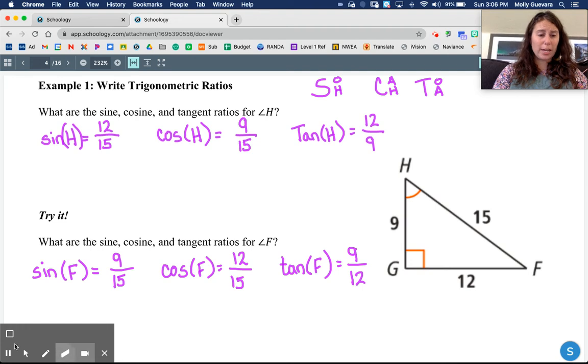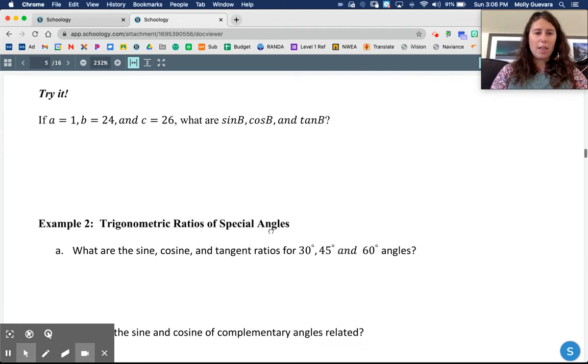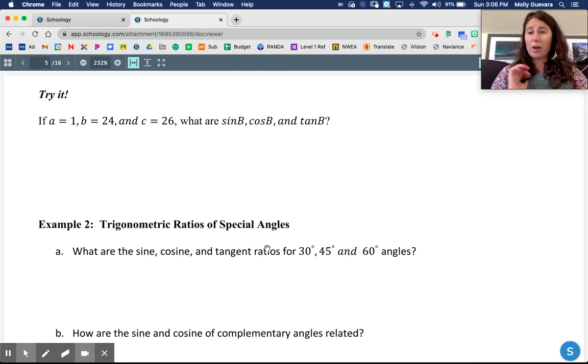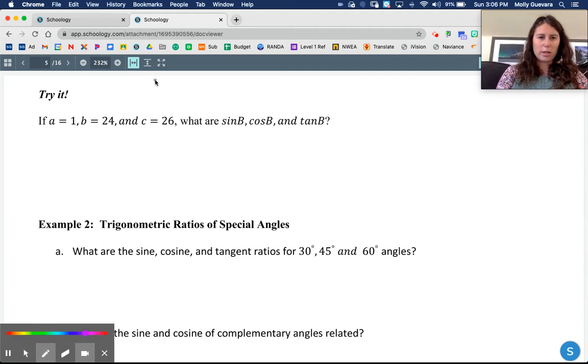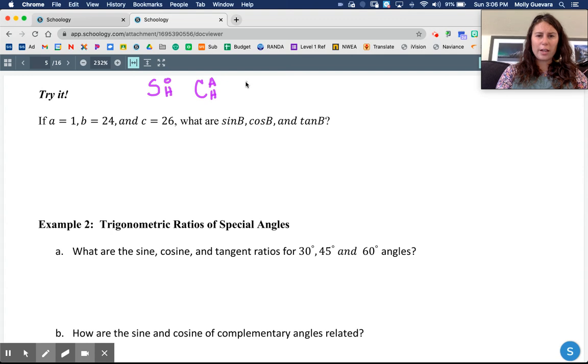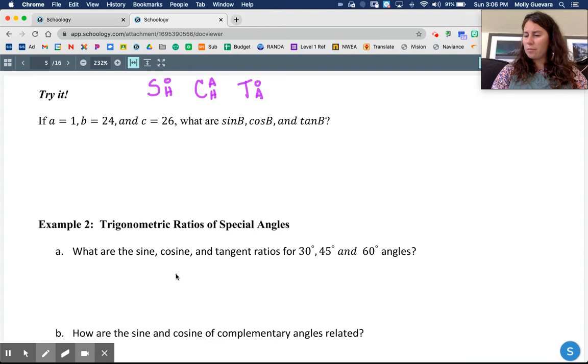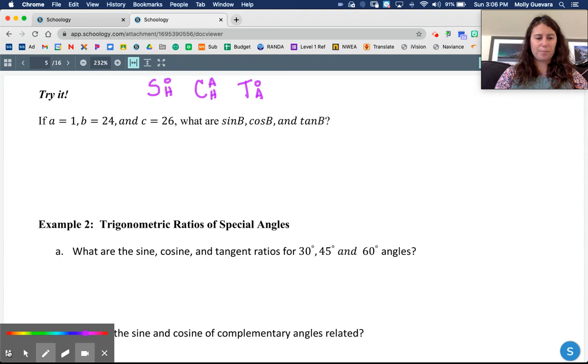You guys have one more try it here. I'm going to clear this. I'm going to scroll down. One more try it. Notice here you don't have an image, or a diagram. You will have to draw one. If it helps, we can write our SOHCAHTOA here. But you will have to draw your triangle and label it accordingly, and then that will help you to look at this. So go ahead and draw your diagram, label it, and then see if you can figure out what are the sine, cosine, and tangent for angle B.